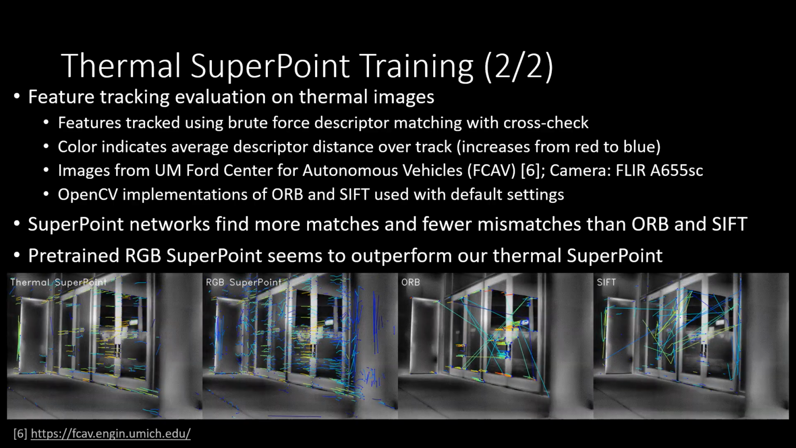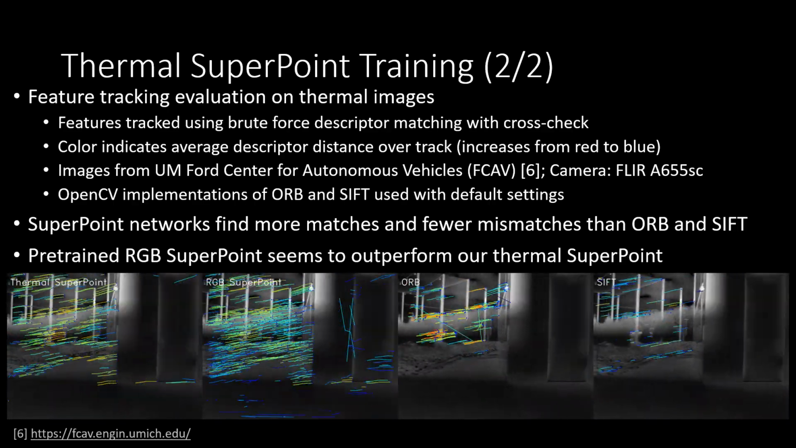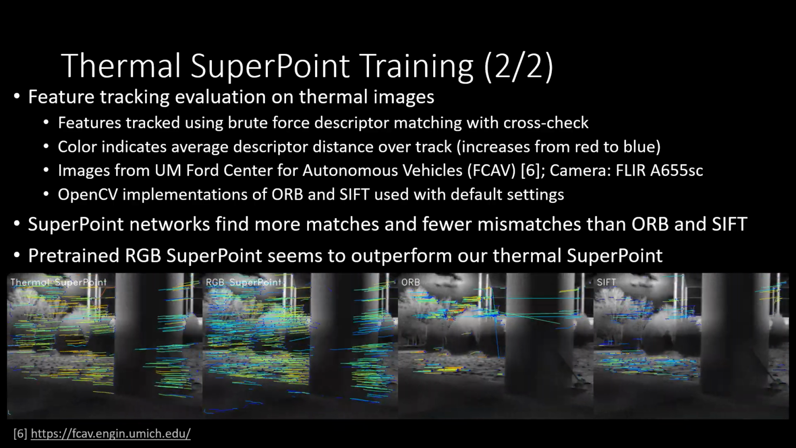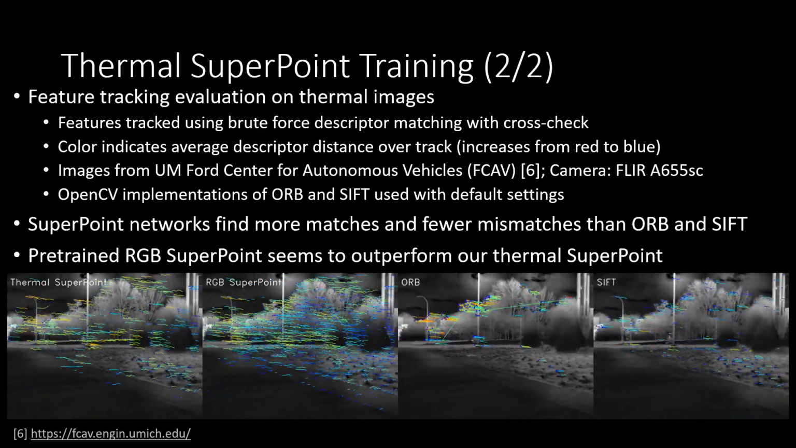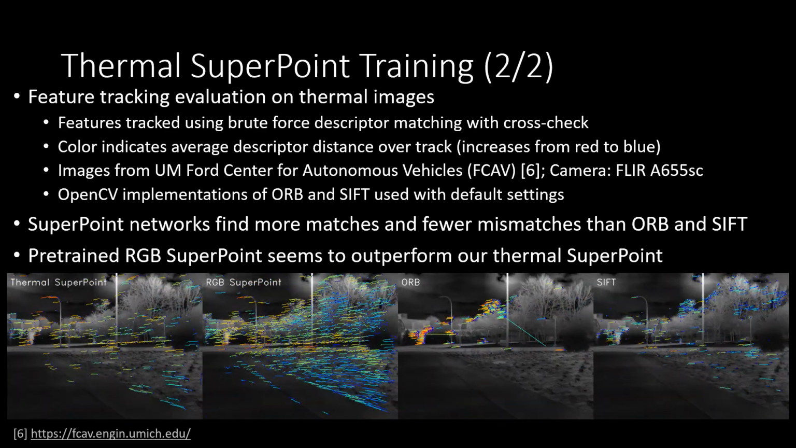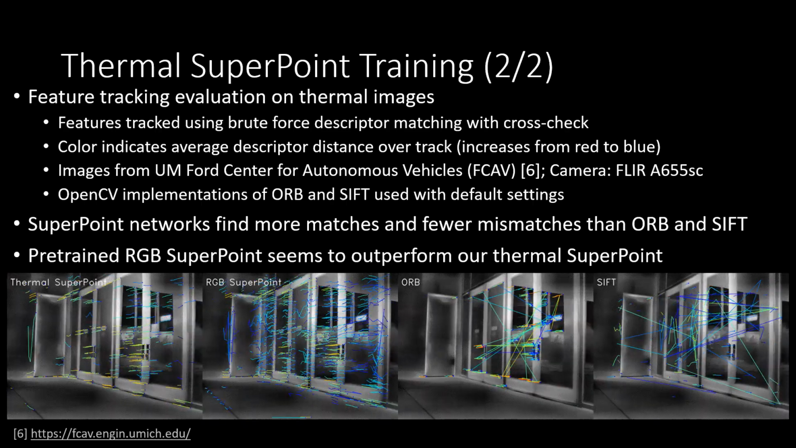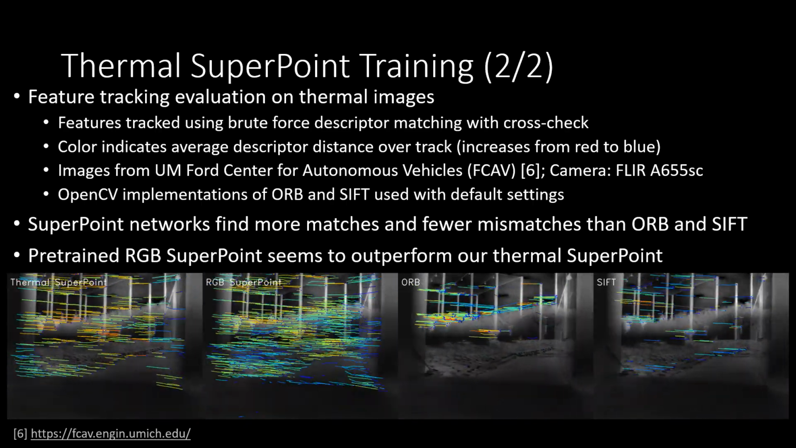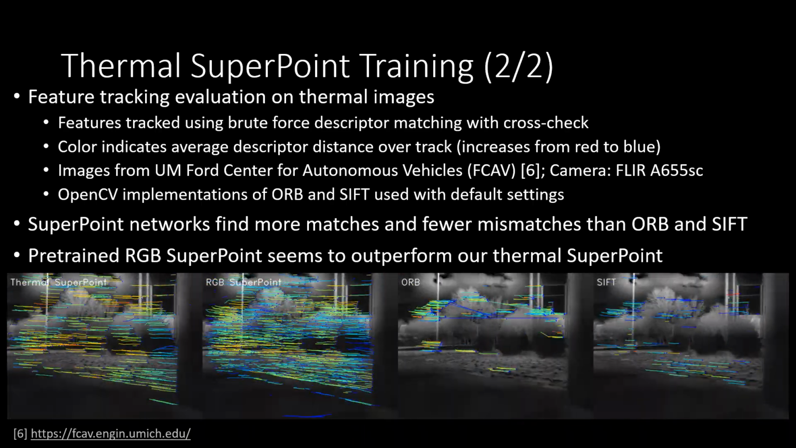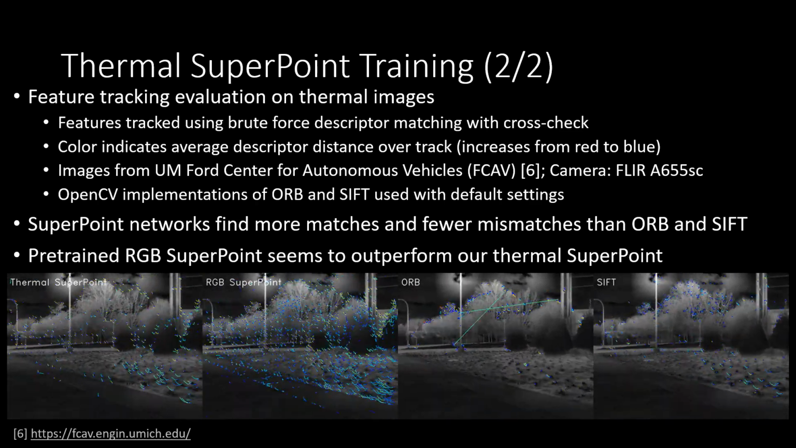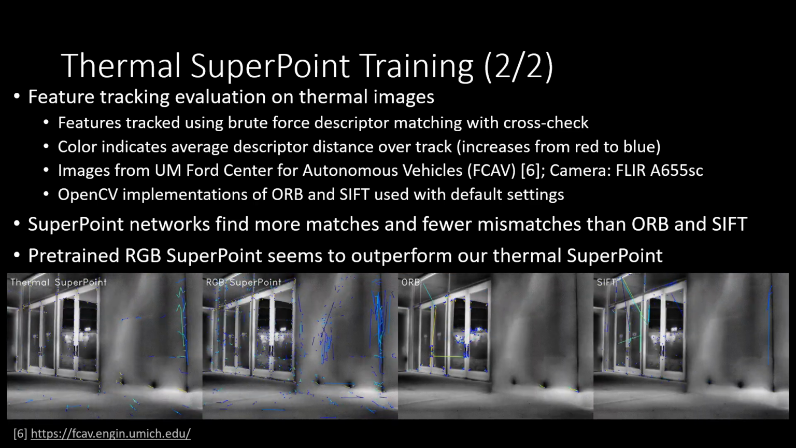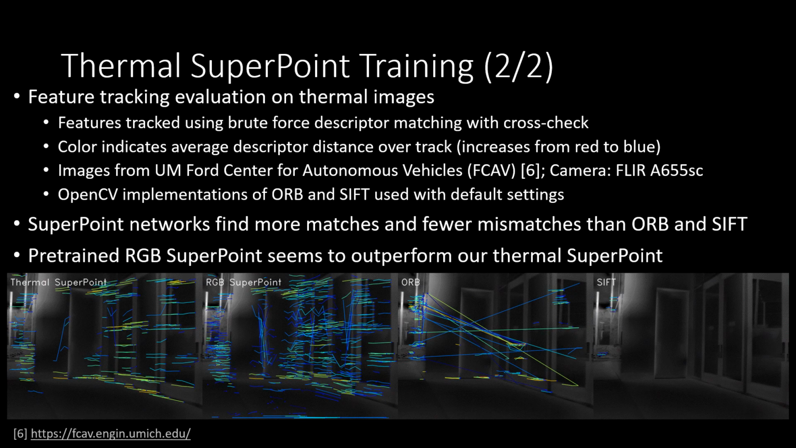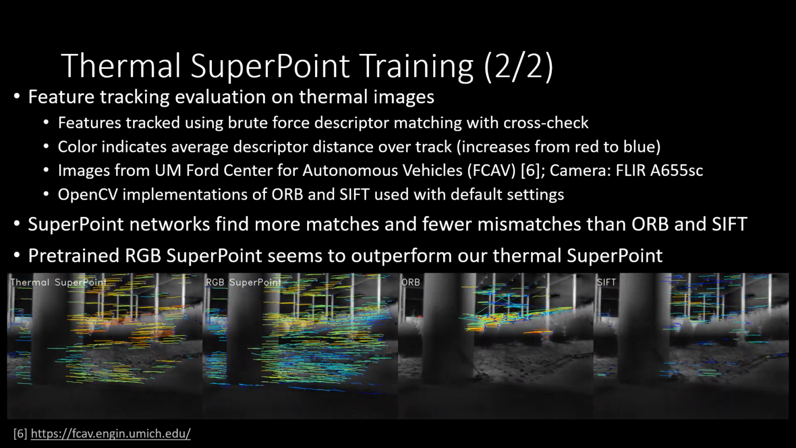This figure compares the feature tracking performance on thermal images of our thermal SuperPoint network against the pre-trained RGB SuperPoint network and 2 handcrafted feature methods, ORB and SIFT. Both SuperPoint networks greatly outperform the handcrafted methods. Interestingly, the RGB SuperPoint network outperforms our thermal SuperPoint network. This may be because we trained on a relatively small and homogeneous dataset.